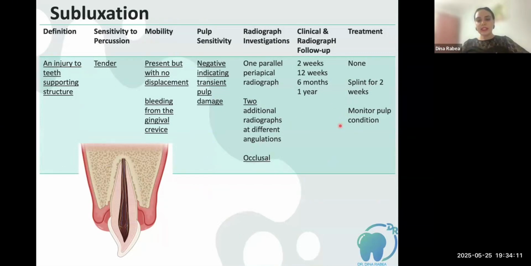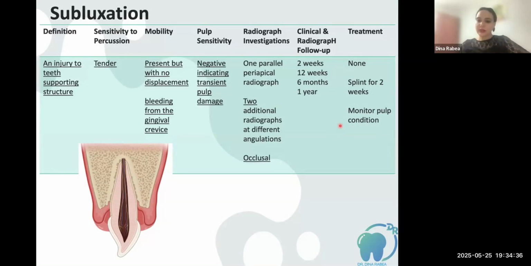For the radiographic investigations, we might need one parallel periapical radiograph again for the baseline, and we might need 2 additional radiographs at different angulations. Sometimes we need to use an occlusal radiographic investigation, but again, this is dependent upon when we can achieve a diagnosis and how severe is the subluxation.